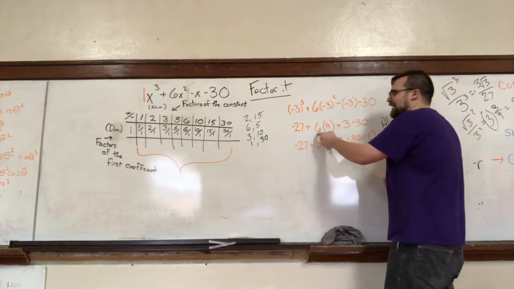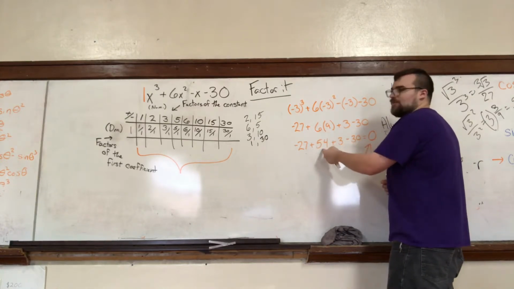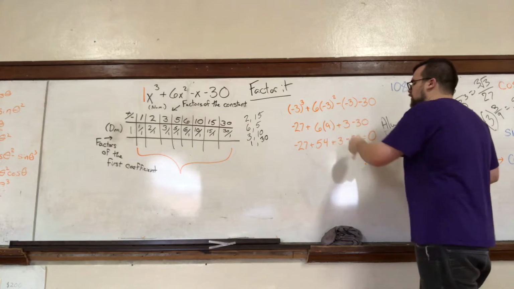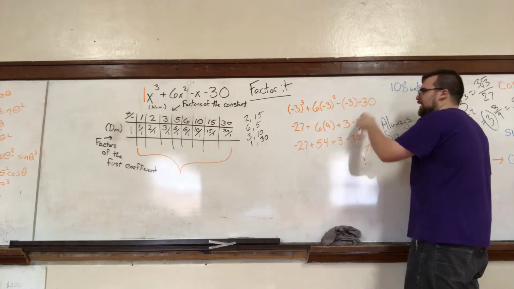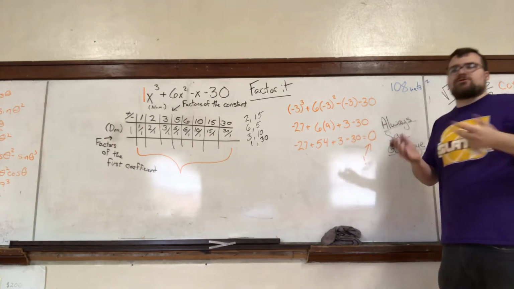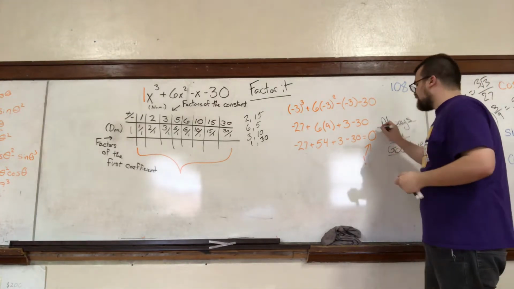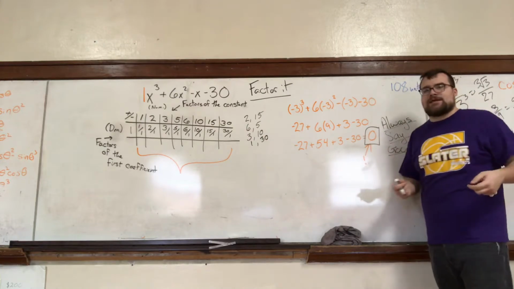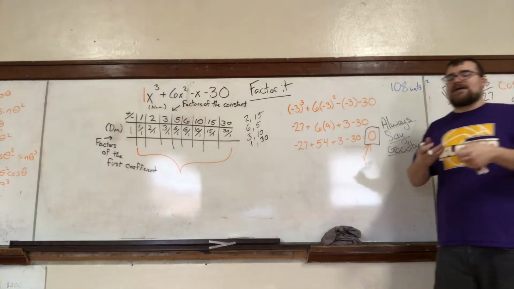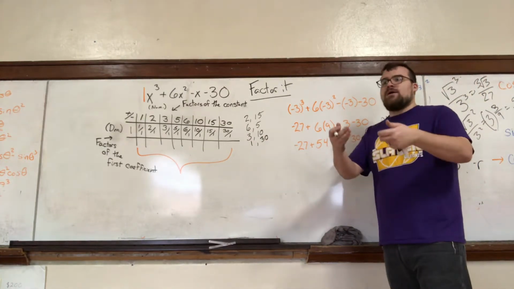-3 squared makes 9, so the 6 and the 9 are going to multiply to 54. Minus -3 is actually going to be plus 3, and then minus 30 doesn't have a variable, so it doesn't change. Now, I'm going to add all those things together, and I got 0. Now, is that a good or a bad thing? It's fantastic, because if I get 0, it means it is a factor.